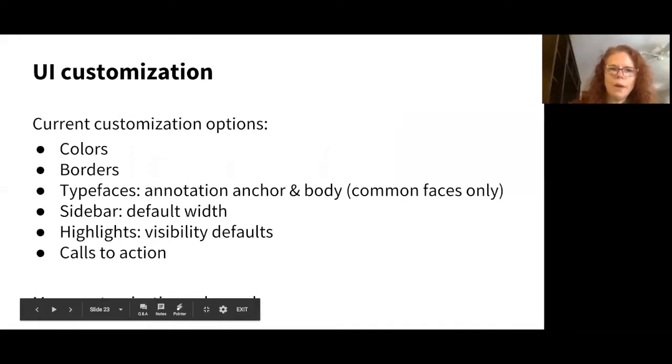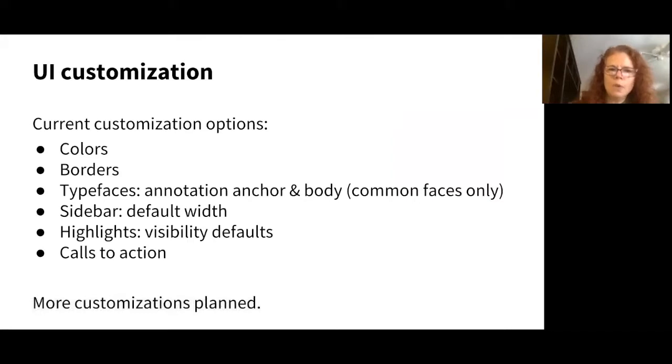I mentioned UI customization. There's a number of things that you can do now. You can change the colors. You can alter the borders. The typefaces are configurable. You can control the width of the sidebar so it's not obscuring important content on your site. You can direct whether highlights are on or off by default. And we can employ some pop-ups, if you like, for the first time that users visit when you have annotation, that give them a little call to action.